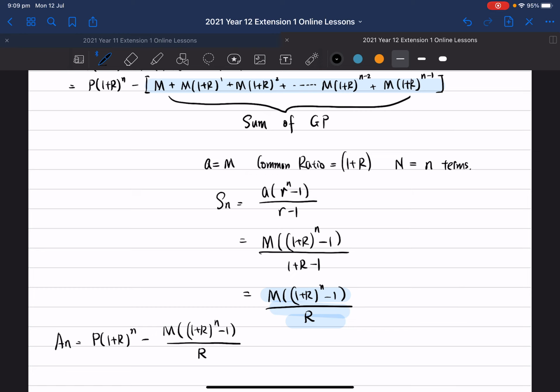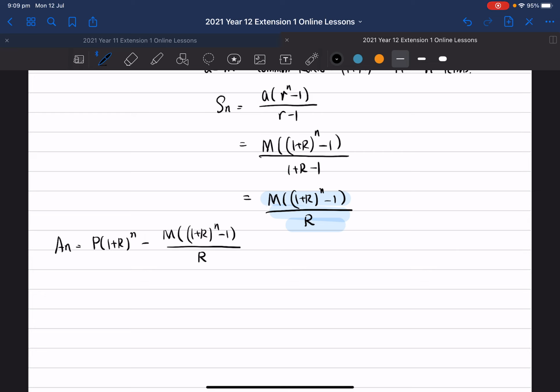Now, please never memorize the formula. In exams, you're going to be asked to derive this formula. So you'll be given questions where they break the question into 3 parts. Part A, find A1, A2, whatever. Part B, they ask you to derive An or show An is equal to this kind of formula with numbers in it.